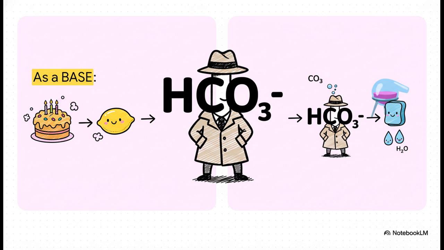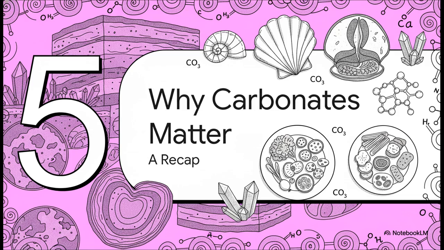This incredible flexibility makes it a key ingredient not just in baking, but in everything from water treatment to pharmaceuticals, where it's used to precisely control pH levels. So, from planetary geology to the biology of a mollusk, and even the food on our tables, it's clear these compounds are way more than just simple chemicals. They are fundamental players in the world around us, shaping it in countless ways.